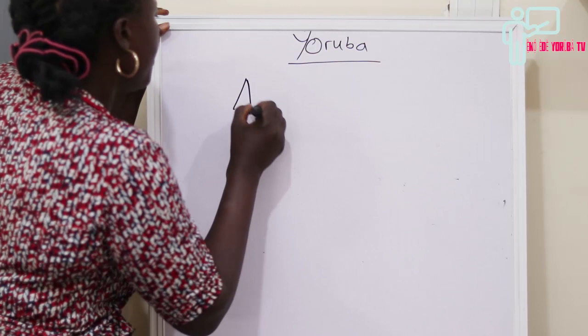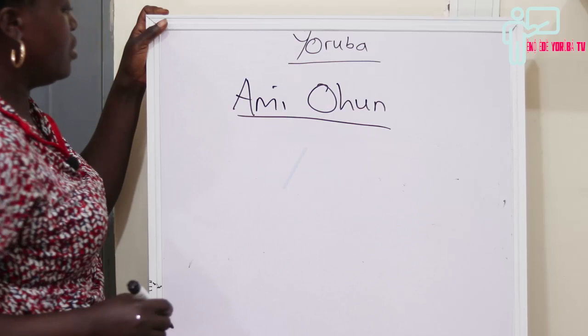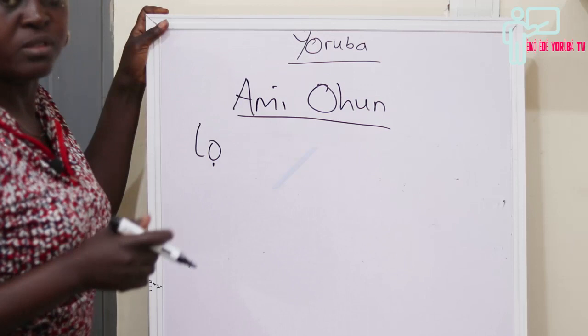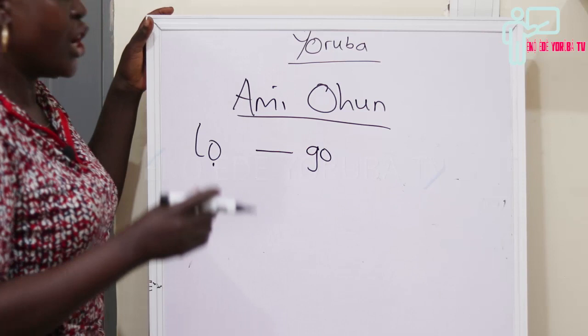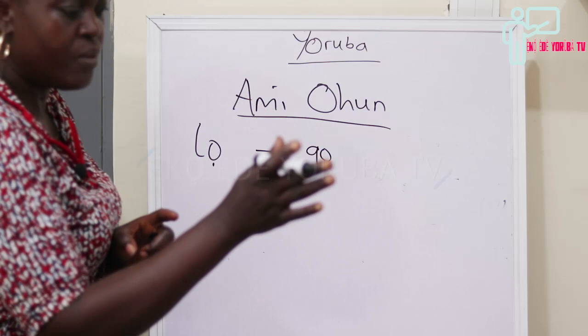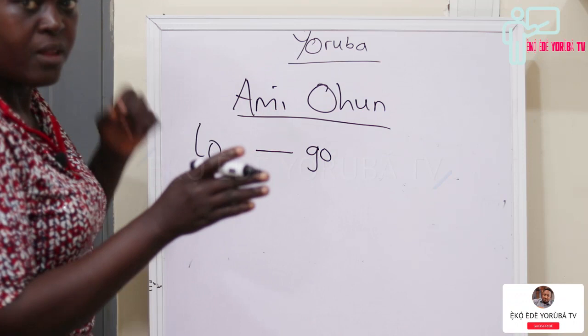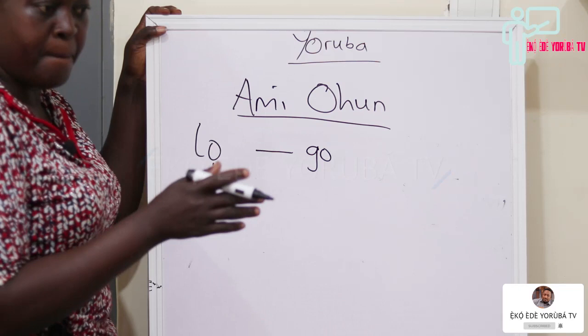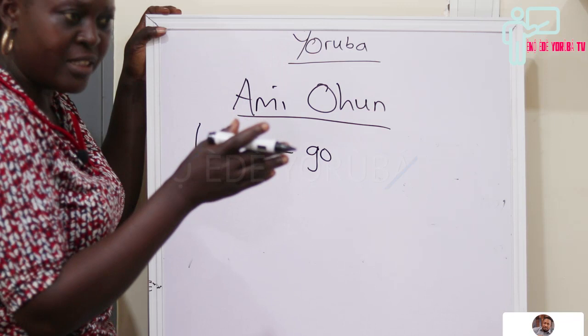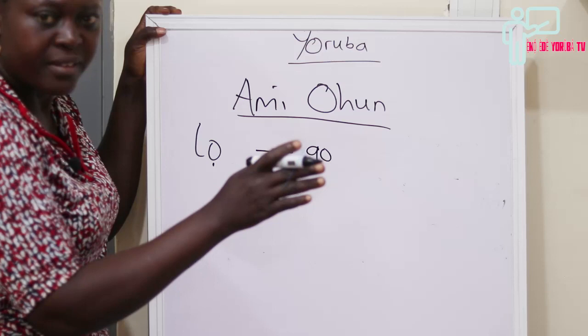Ami Ohun. Lo, that is, if I want to say lo, go, the meaning is go. How did it go? I said lo. Say lo. Say it inside. Say it outside. Re. Re. That is go.